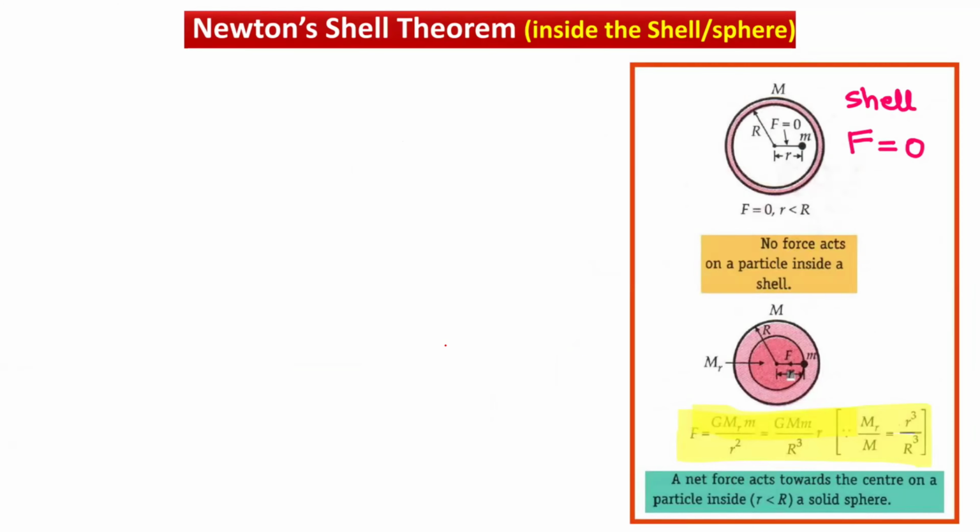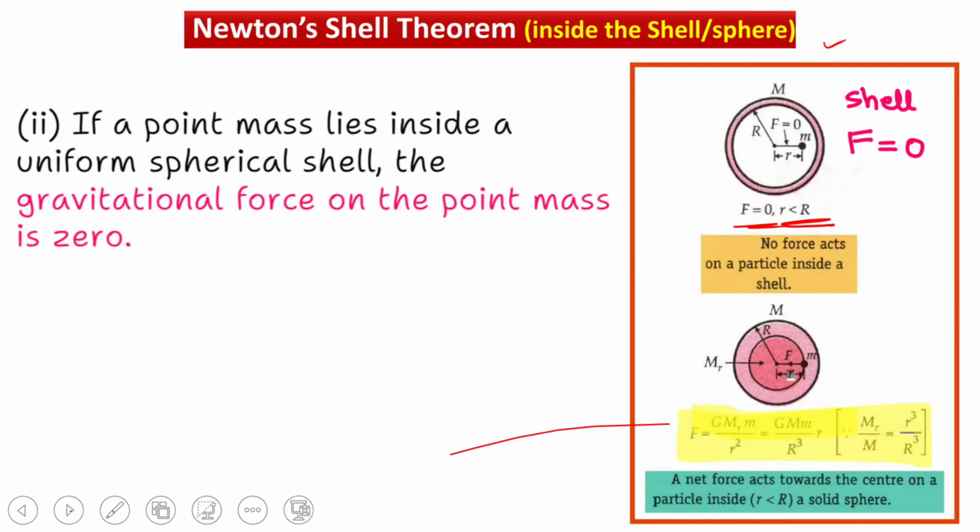Next is Newton's Shell Theorem for inside the spherical shell. So now this is the case where small r is less than or equal to R. So F is equal to 0. In this case, what is happening? If a point mass lies inside a uniform spherical shell, the gravitational force on the point mass is 0. So this point should be remembered.